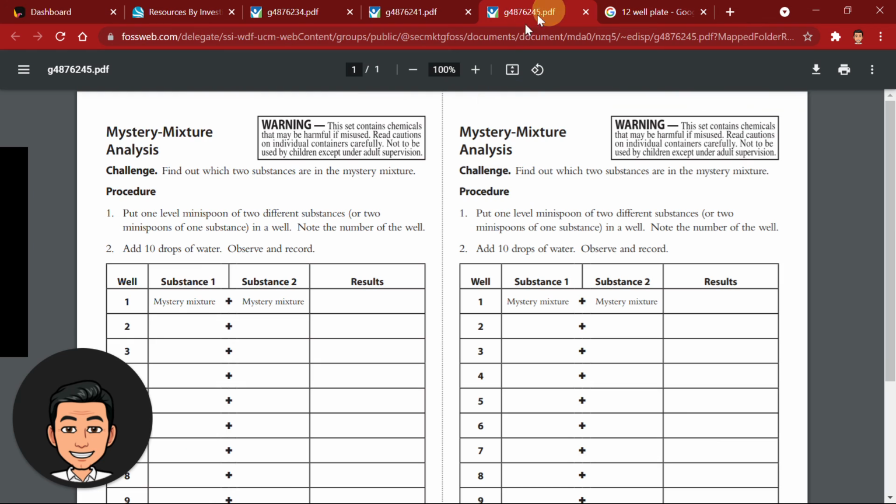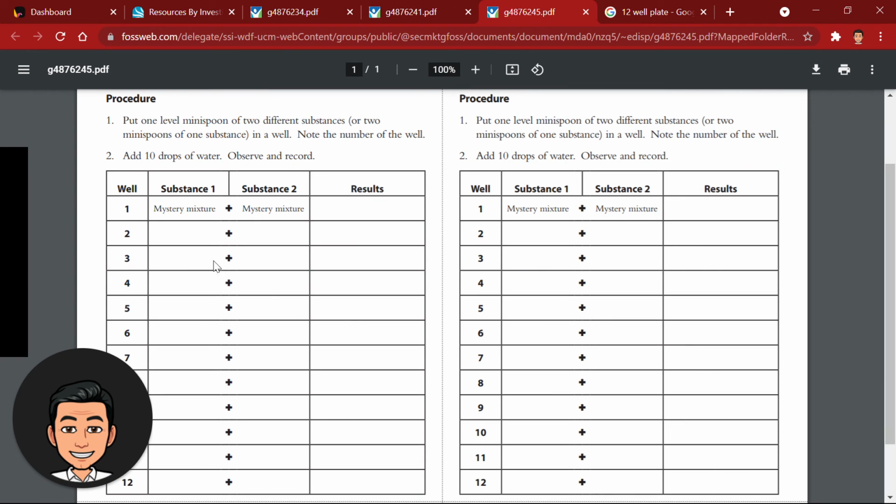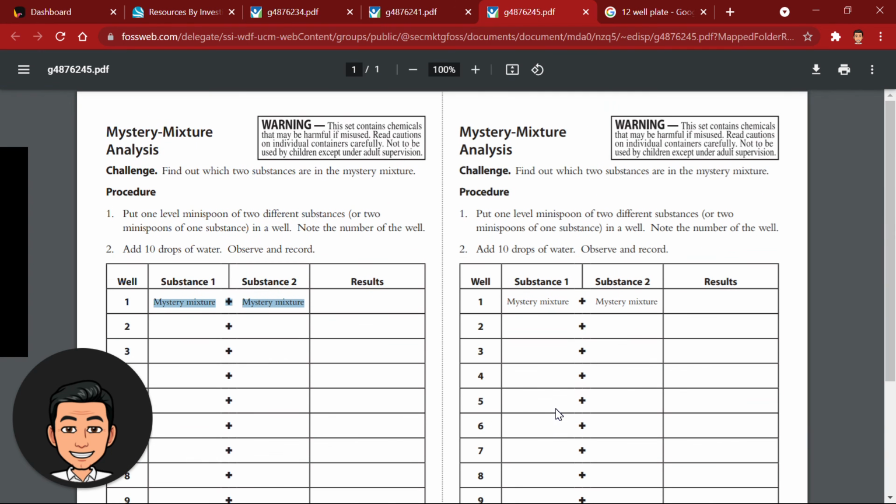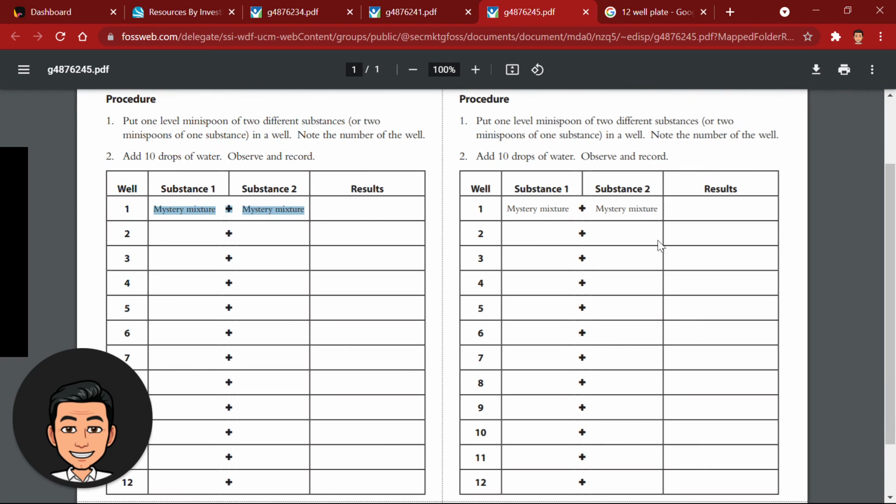From there, every time we see one, we're going to record our results. And of course, if you look here, the first one we're going to start with is viewing the mystery mixture plus more of the mystery mixture. So we can remind ourselves what that chemical reaction looks like. So you will do 11 different combinations. So make sure you're choosing which ones you think are actually the mystery mixture. And of course, observe and record.